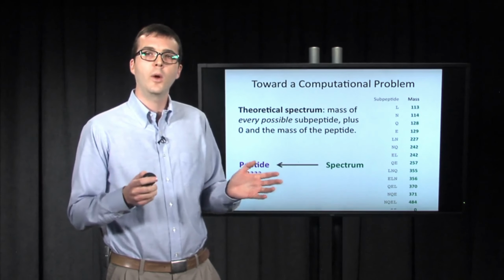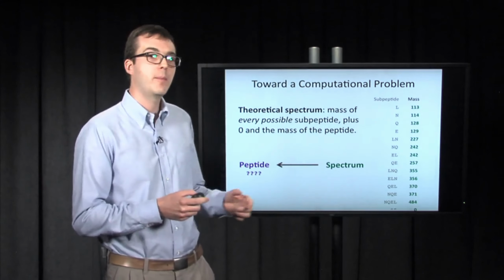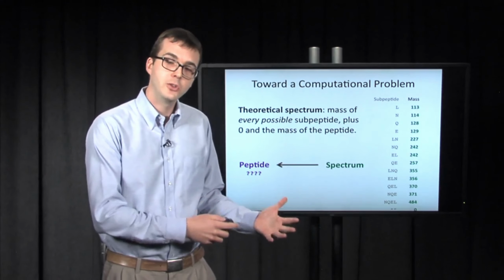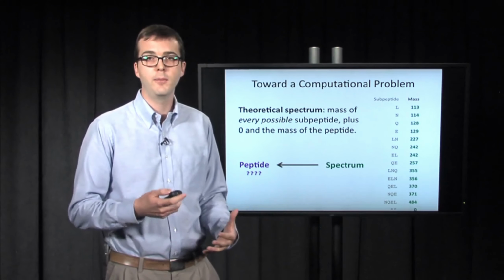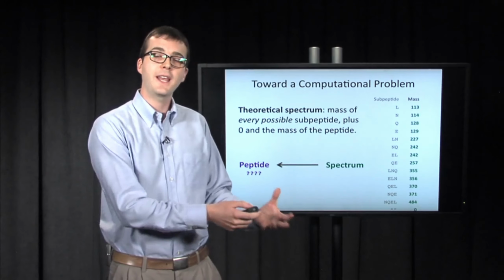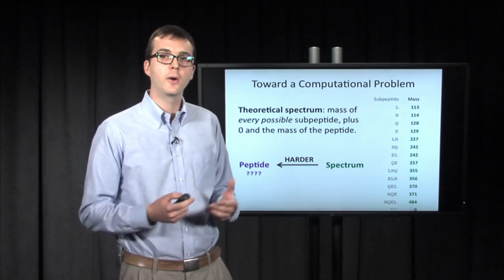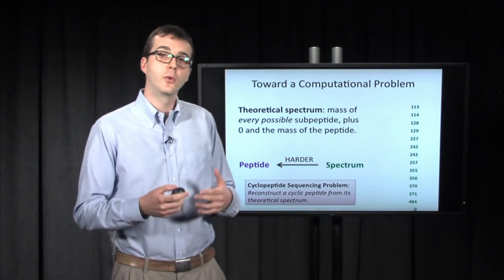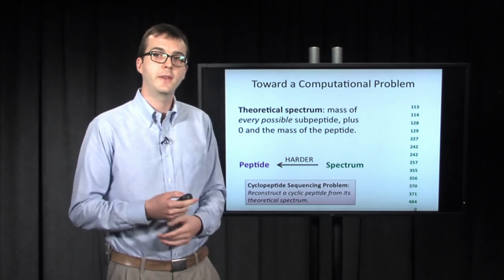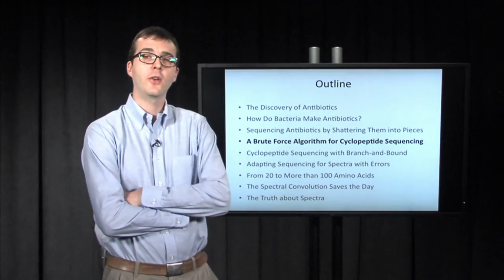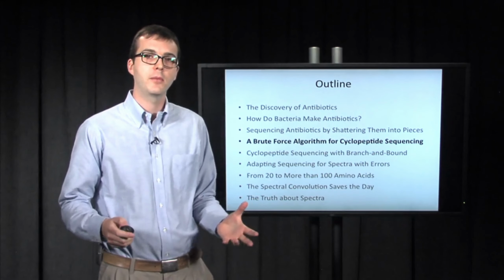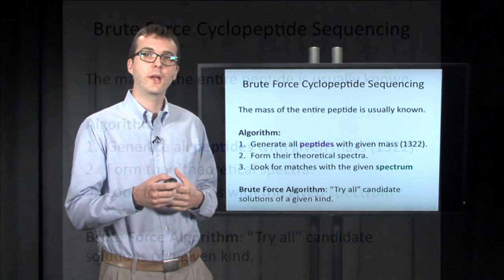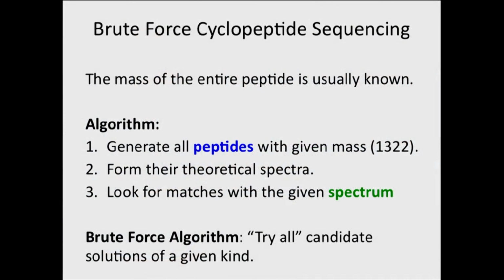That's not bad. What about reversing it? What about going from the spectrum to the peptide? That's really the computational problem that we have. The mass spectrometer generates a spectrum, an experimental spectrum, and then we want to determine a peptide that came from it. That's going to be a harder problem. We call this the cyclopeptide sequencing problem, so to reconstruct a cyclic peptide from its theoretical spectrum. So now we have a well-defined computational problem that's going to model what the mass spectrometer is telling us. And here we'll study a first idea of an algorithm for it.